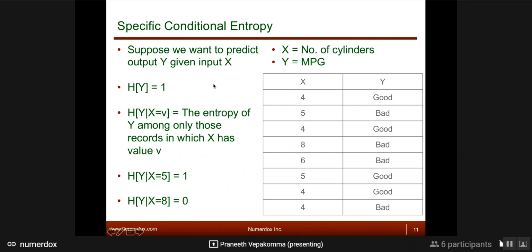Okay. Similarly, just like conditional probability, there is what is known as conditional entropy. So you want to measure the entropy of some state given that some other variable is taking some particular value or state, right? For example, suppose you want to predict output Y given input X. What is the output? Y is miles per gallon. So this is something to do with vehicles, automobiles. Y is miles per gallon, and say X is the number of cylinders in your vehicle or automobile.